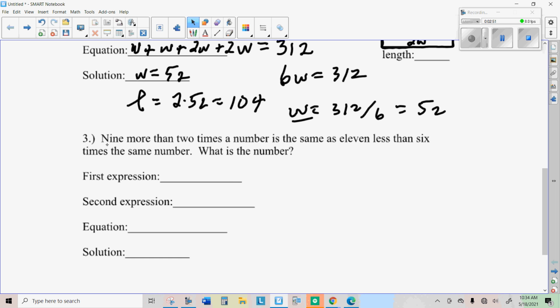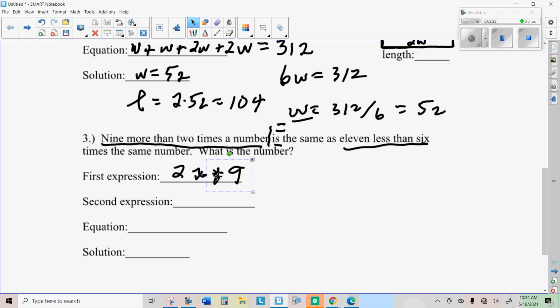This one we have to read the words and come up with an expression. It says 9 more than 2 times a number is the same as 11 less than 6 times the number. All right, so our first expression represents everything up to the word is. The word is the same as the word equal. So 9 more than 2 times a number. So let's do 2x plus 9 for that one. That's a plus sign there.